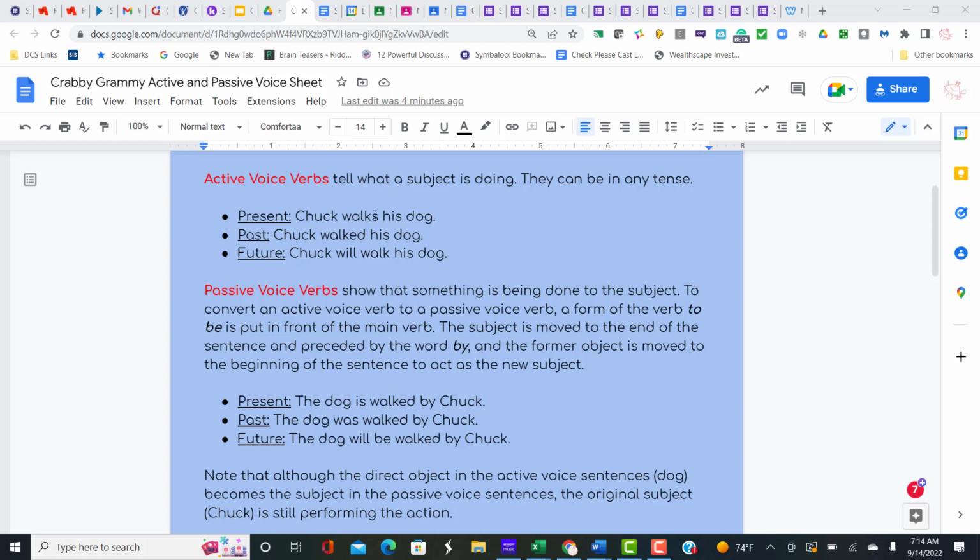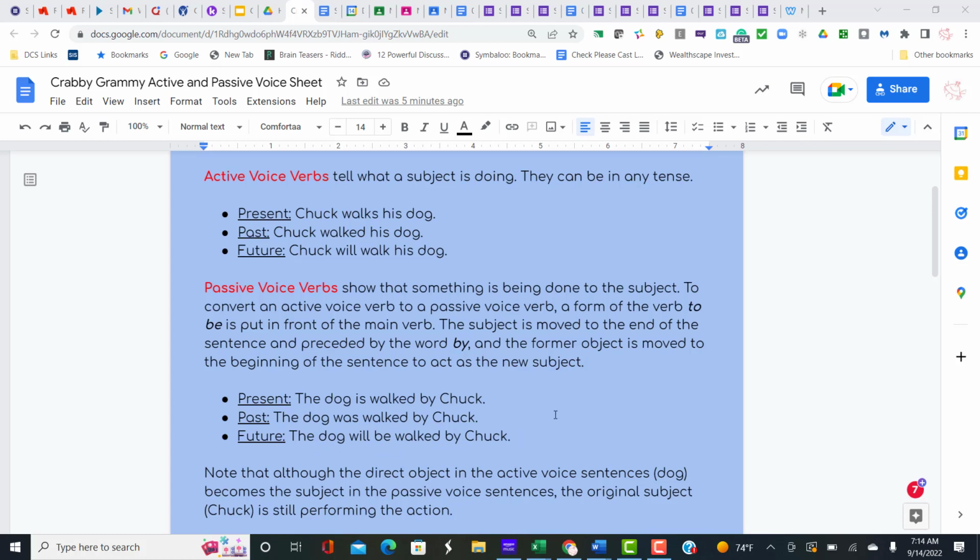So Chuck walked his dog becomes the dog is walked by Chuck. Dog was at the end, put at the beginning. Chuck was at the beginning, put at the end after a by. And walked or walks becomes is walked. Past tense, Chuck walked his dog. The dog was walked by Chuck. Future, Chuck will walk his dog. The dog will be walked by Chuck.